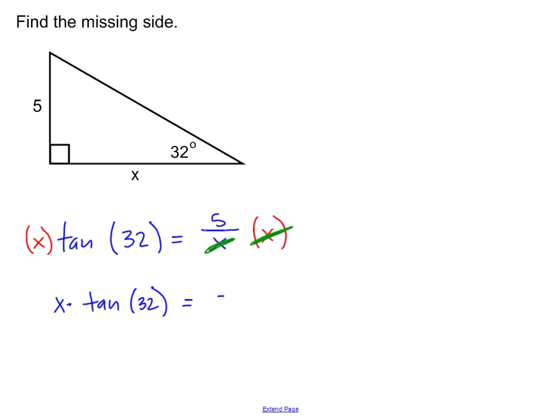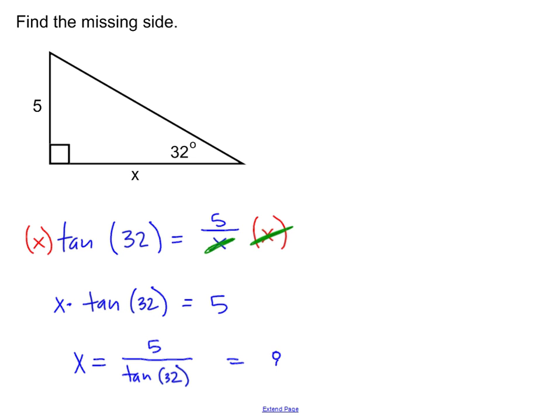Equals 5. And since this is multiplication, x times tangent of 32, the way to get rid of multiplication is division. So x is going to be what I get when I do 5 divided by the tangent of 32. So I'm going to do that in my calculator. And rounded to the nearest tenth, I get 8.0.